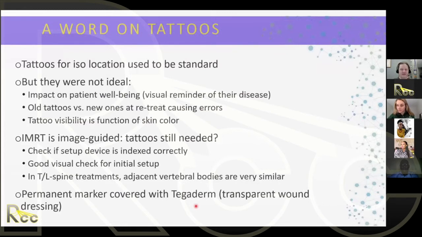I wanted to say something on tattoos. When I started in medical physics, we used tattoos on every patient to mark the isocenter, and that used to be standard. Over the recent decade or so, we have gone away from that. And there were several reasons. First of all, every time the patient looks at their body, even 10 or 15 years after their radiation treatment, they have a visual reminder of their disease. That really creates a low-level stress on our patients. It's always, oh, I have a tattoo, I had cancer treatment.